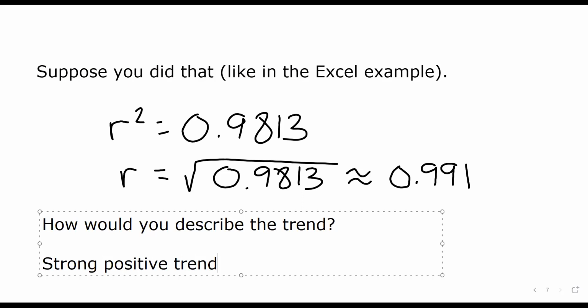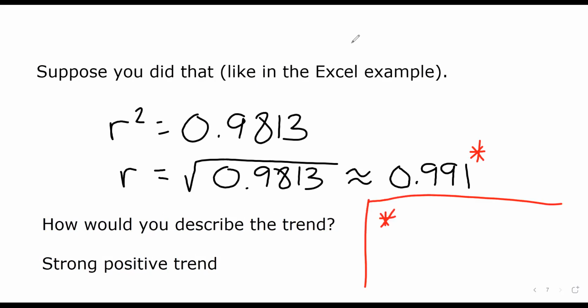There is a warning when you do this method to calculate R. I'm going to put an asterisk here, and I'm going to define it right here. I'll type the definition because, well, my writing leaves a lot to be desired. If you use this technique to calculate R, where you go into Excel or any technology and get the value of R squared, and then you square root it, it will always come out positive.